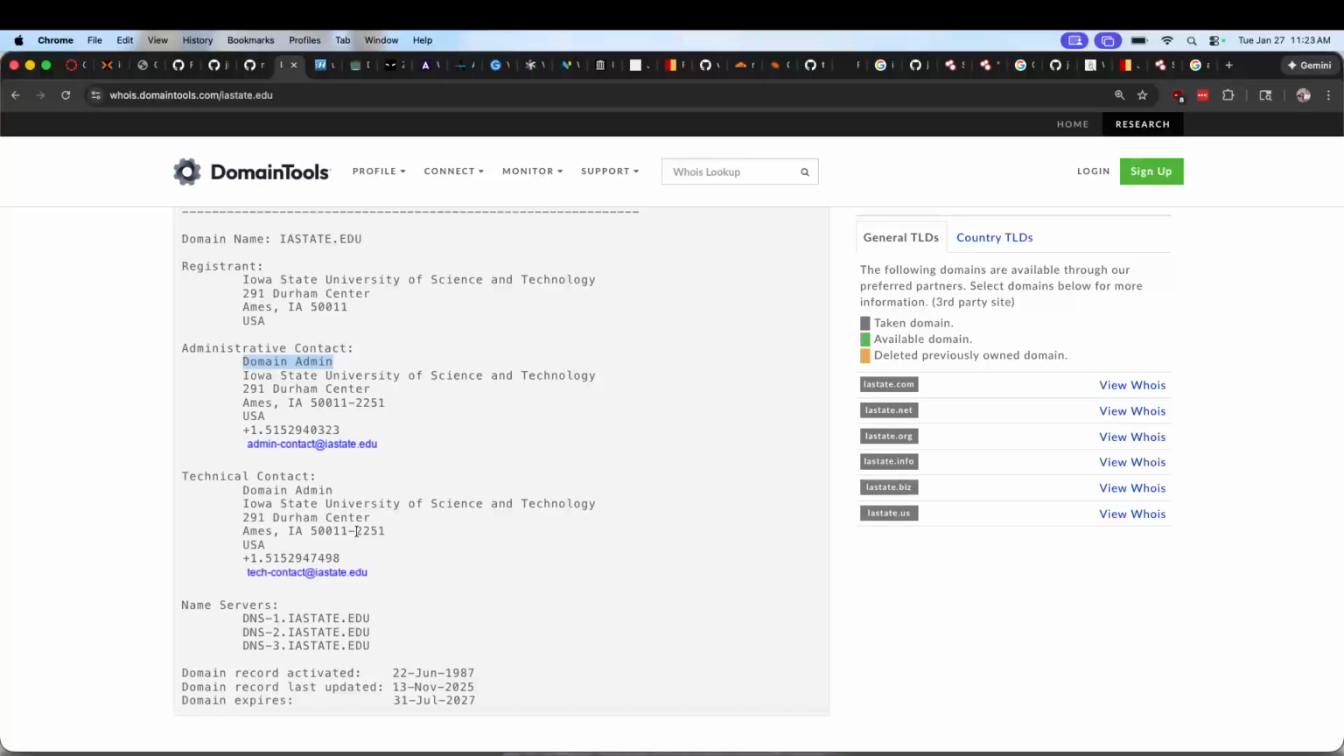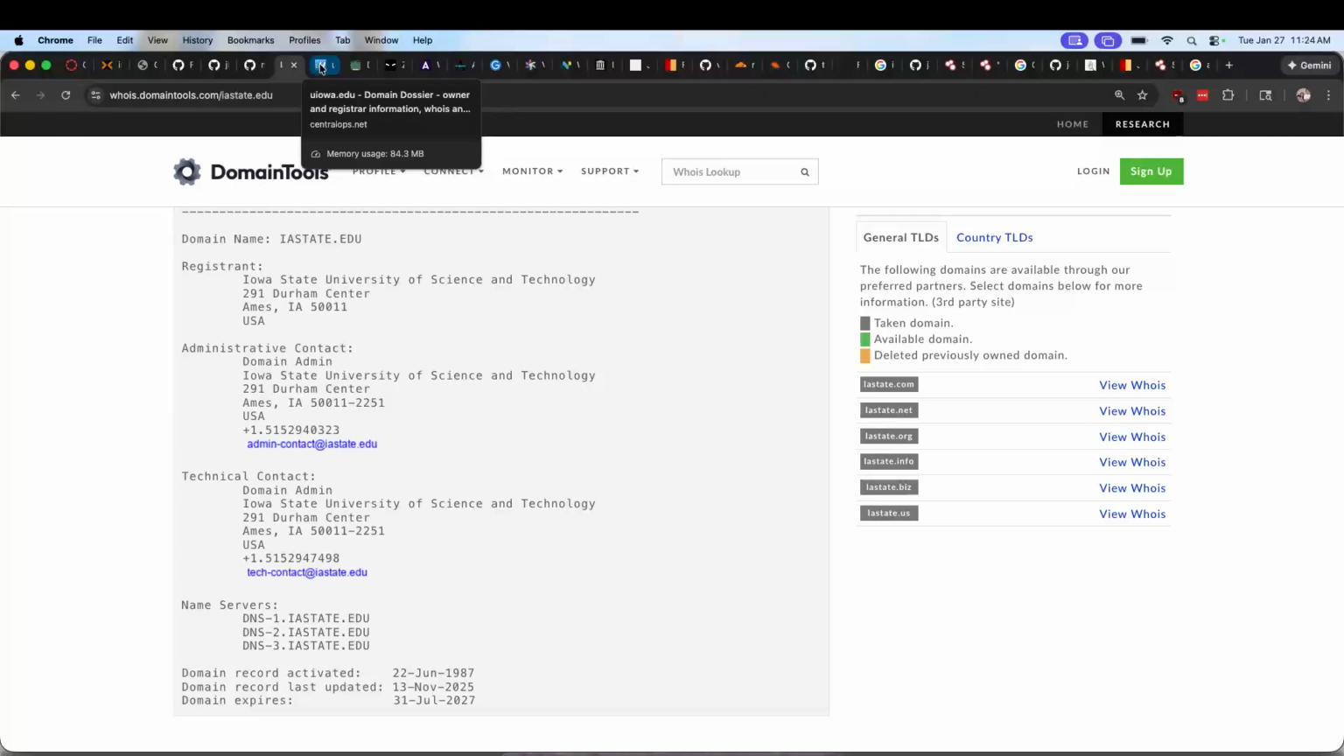Anyone here work and know where that actually goes if I email techcontact@iastate.edu? I have no idea. We can find out. 291 Durham Center. Well, we know that's the building that is, I'm kind of turned around, right? That way is Durham Center, and it's on the second floor there. So if you really want to know who's responsible for registering iastate.edu, just go by and say hello. It doesn't tell us that much information.